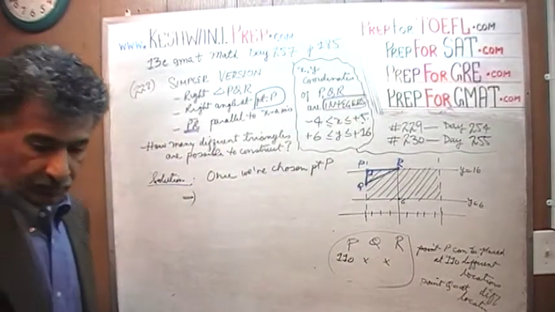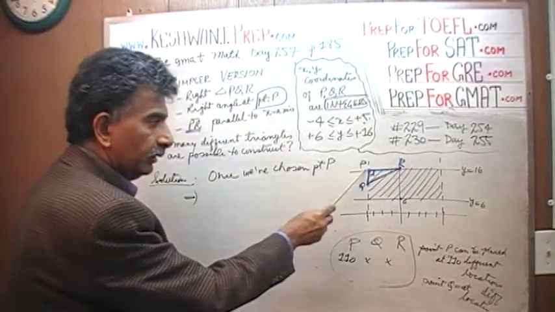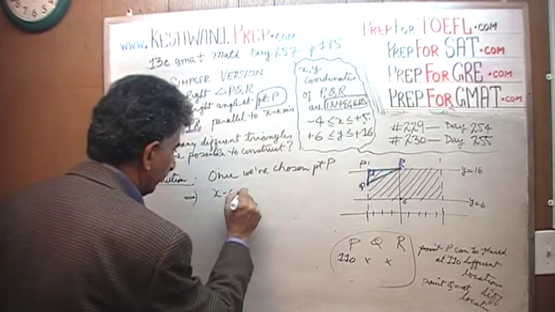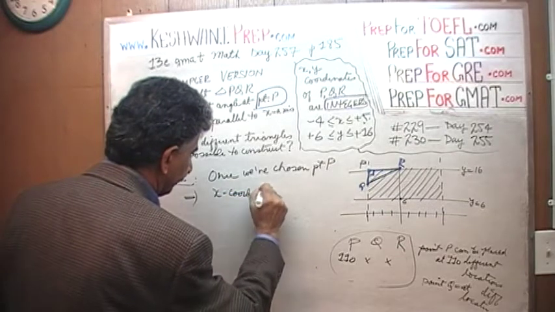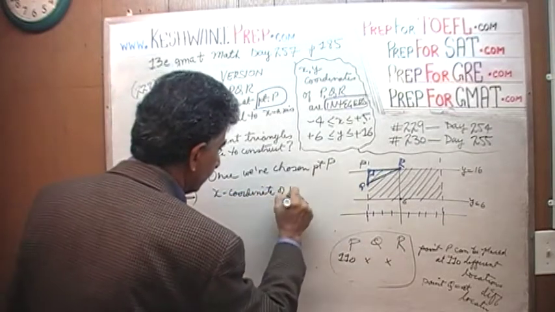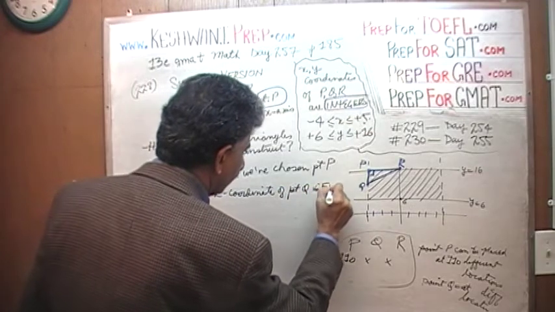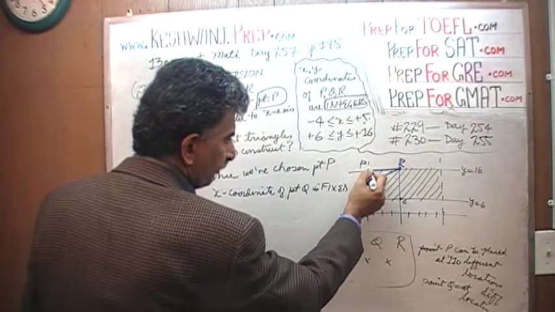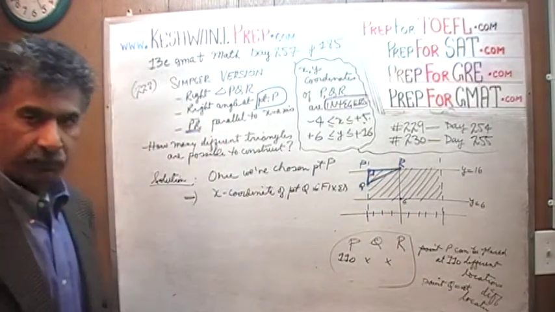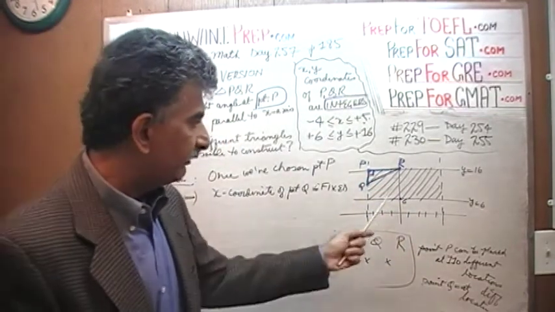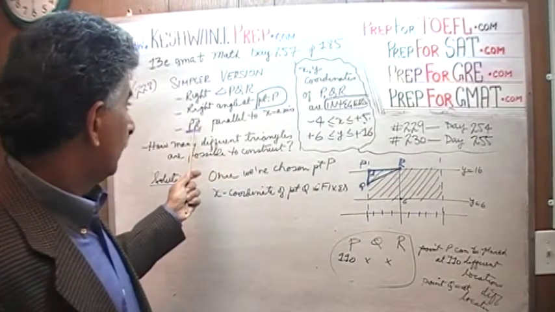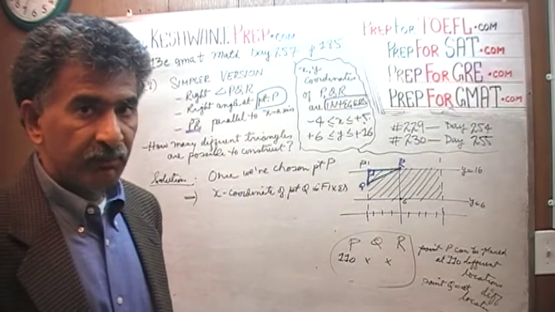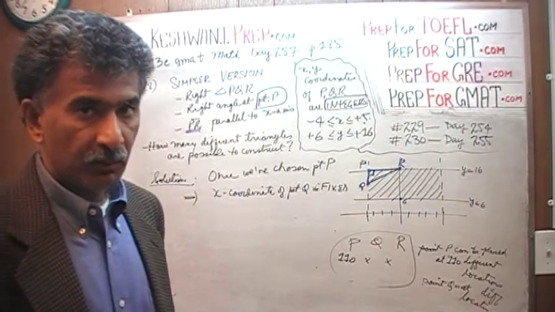So once we have chosen point P, that also implies that the x coordinate of point Q is fixed. The x coordinate of point Q is fixed because PQ is parallel to the y-axis. And how do we know line PQ is parallel to the y-axis? We are told nothing at all about line PQ being parallel to the y-axis. How do we know it's parallel to the y-axis?